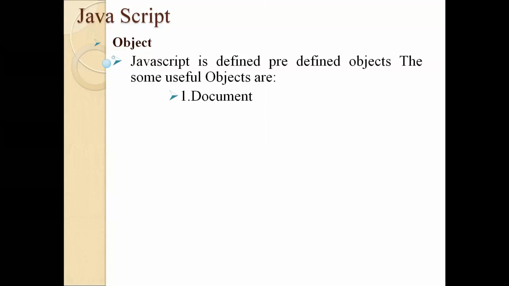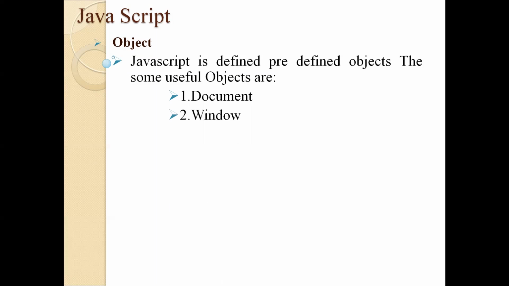The name of the first default or predefined object in JavaScript is document. We all know that if we want to print anything on the output screen, we use document.write or document.writeln in the JavaScript code. We have been using document.writeln from the first day itself. And we have used one more thing called document.getElementById. So this document is one of the predefined or default objects in JavaScript.